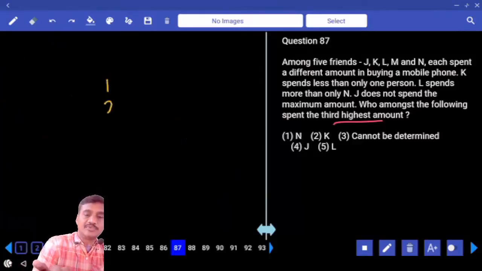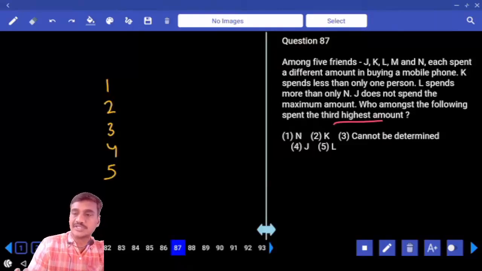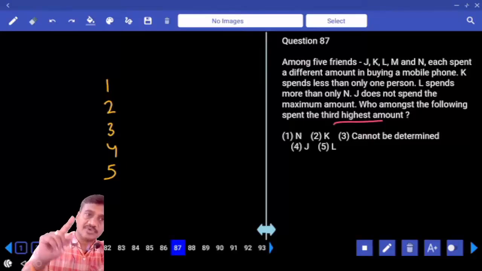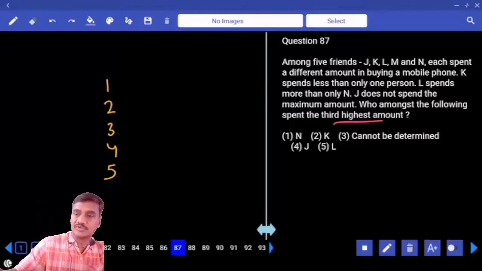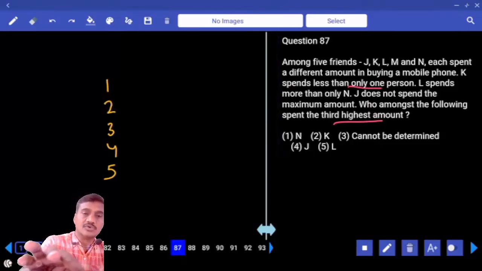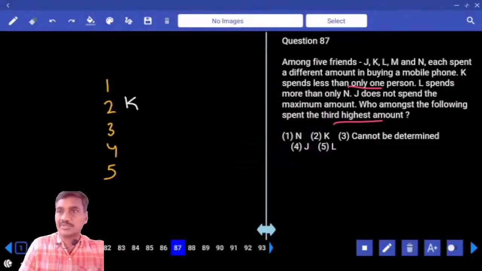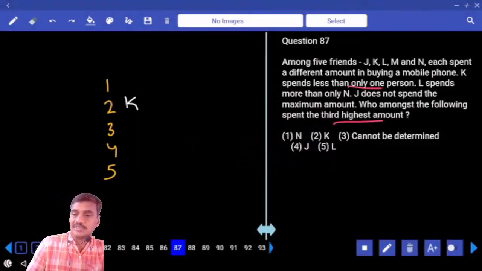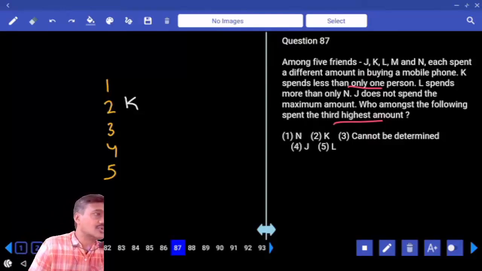Then 5 people, 1, 2, 3, 4, 5. And first one, K spends less than only 1 person. K spends lesser than only 1 person, but more than the remaining 3. అందుకే ఓన్లీ అనే వర్డ్ పడినప్పుడు రిమైనింగ్ గురించి మాట్లాడుకోవాలి. K spends lesser than only 1 person, but more than the remaining 3 persons, so K must be at the second place. అందుకే సిలాజియమ్స్లో కూడా ఓన్లీ వచ్చినప్పుడు దాని గురించి మాట్లాడుతుంది.